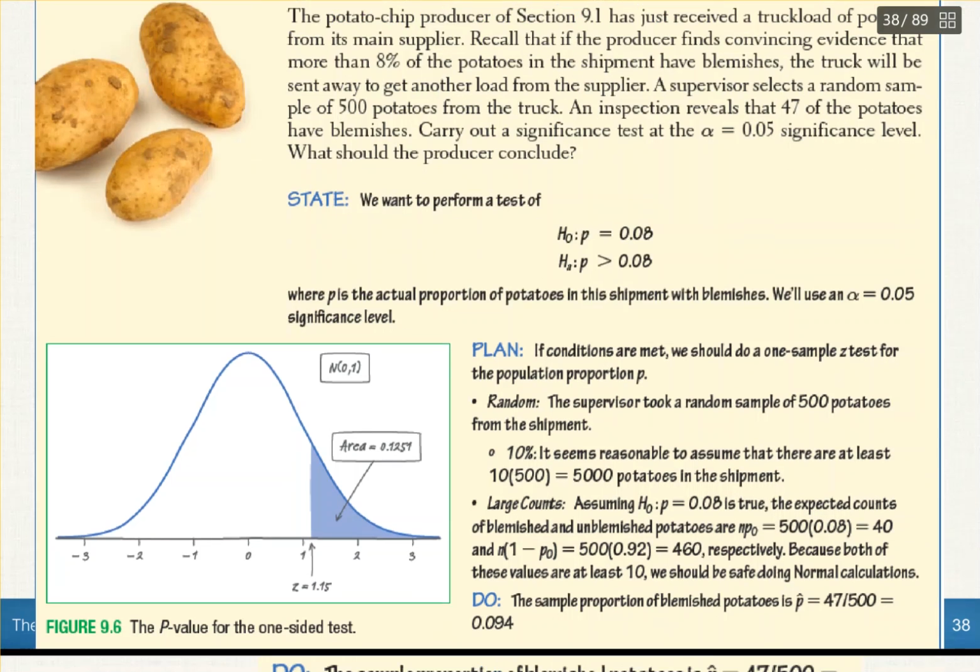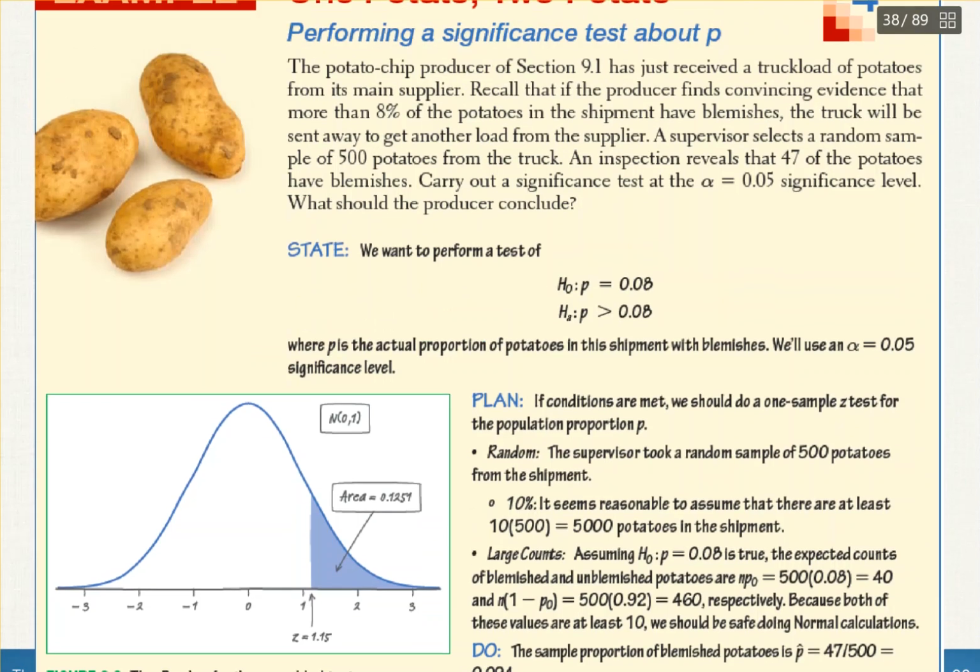All right, so let's check if the conditions are met. Random. Well, it says the supervisor selects a random sample of 500 potatoes from the truck. So if we trust that that's random, then we're good to go, if he doesn't just take them off the top or something like that. 10%. It seems reasonable to think that if we're taking a random sample of 500 potatoes, he's probably getting more than 5,000 potatoes in a shipment, right? 5,000 potatoes doesn't go that far if Lay's is making a million bags of chips.